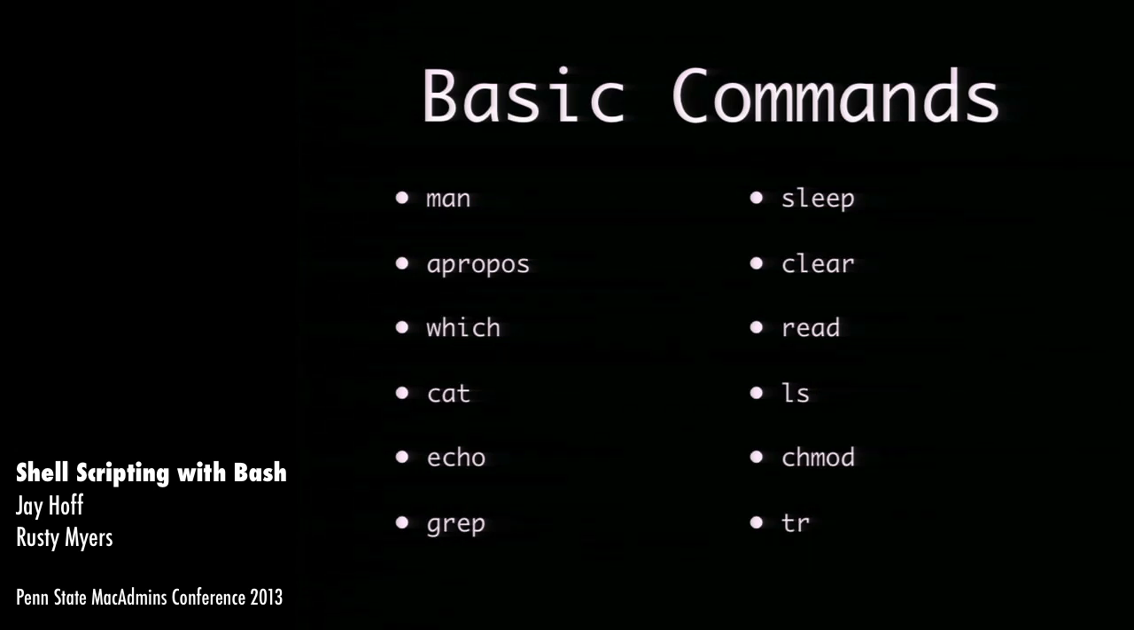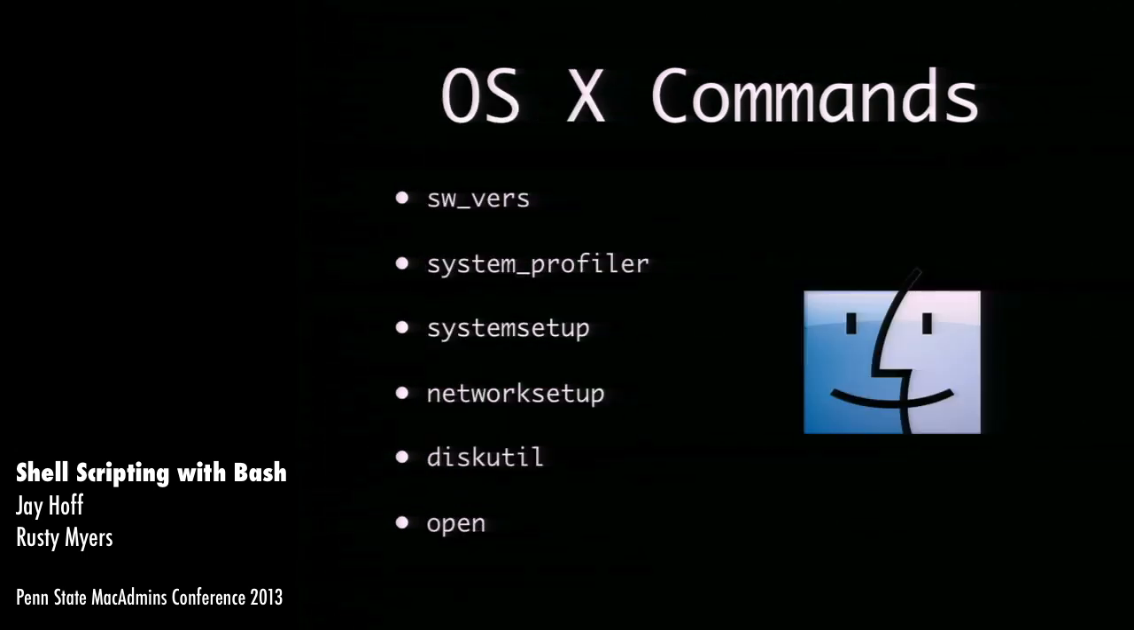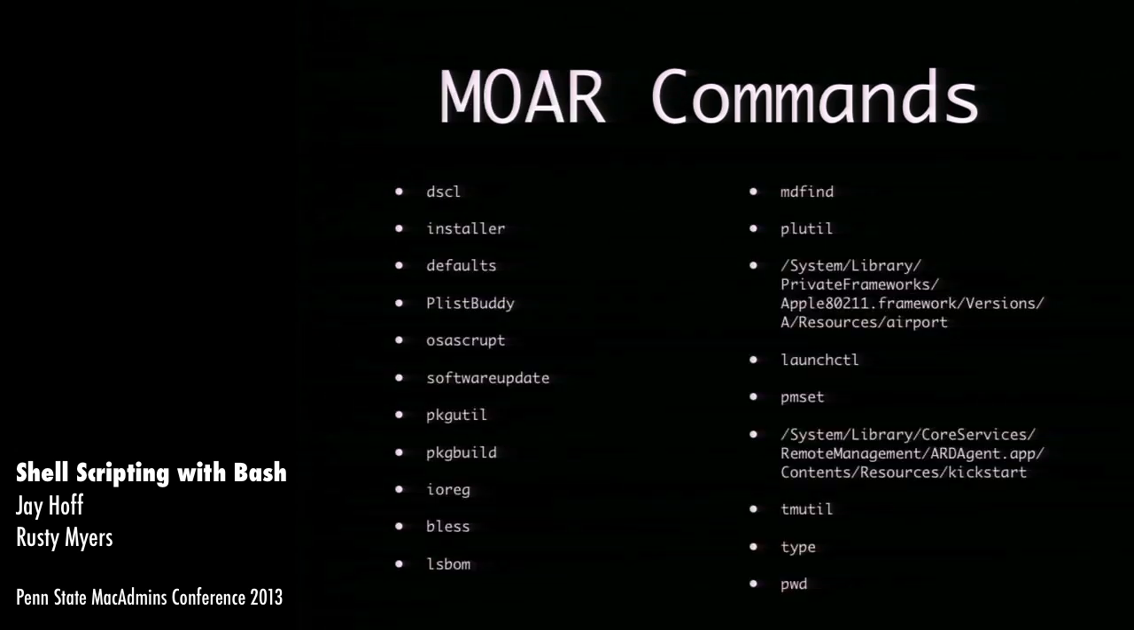And then finally, tr is a command we'll explore a little bit later as well. Translate. Some of the OS X commands we're going to be looking at today are sw_vers, which gives you the system version and some build information, system_profiler, which gives you a lot of information about the system setup, network setup, diskutil, and open. And there's a lot of other commands that we're not going to touch on today that are OS X specific. Some of you may have seen these before, but yeah, there's a lot.